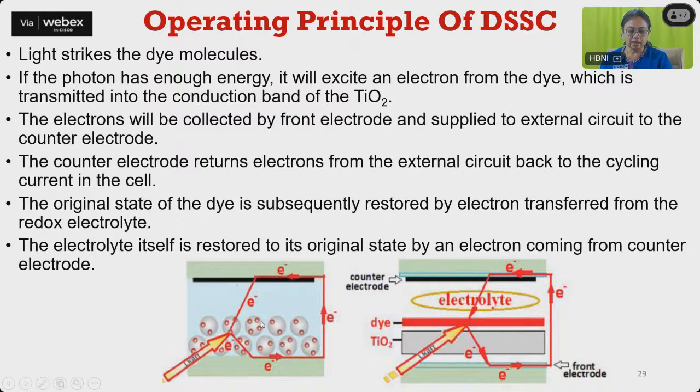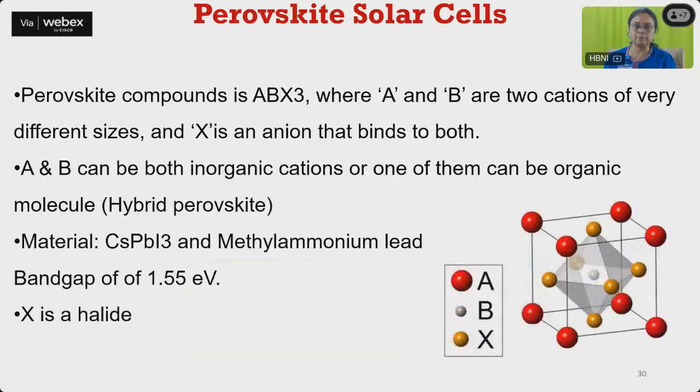So basically the dye is sensitizing the absorption of the photon and the dye can be tuned for different region, color and the wavelength and that's why it is more efficient. So that's why this architecture has been very popular.